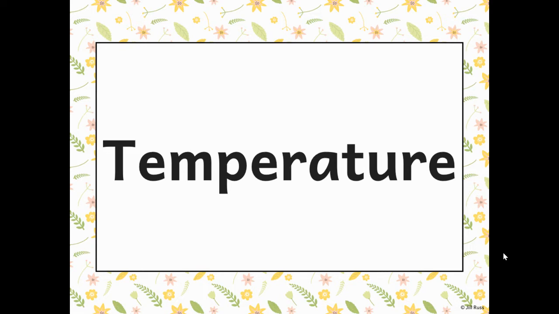Remember, we have been learning about how a plant responds to its environment. So we've learned about how a plant responds to light by growing towards the light in order to get the solar energy to make its food. We learned how a plant responds to gravity by its roots growing down towards the pull of gravity and the stem growing away from the pull of gravity. And today we're going to talk about temperature. How does a plant respond to temperature?